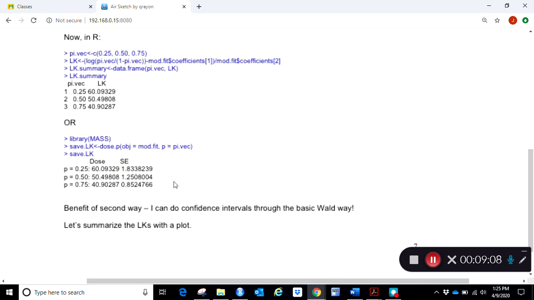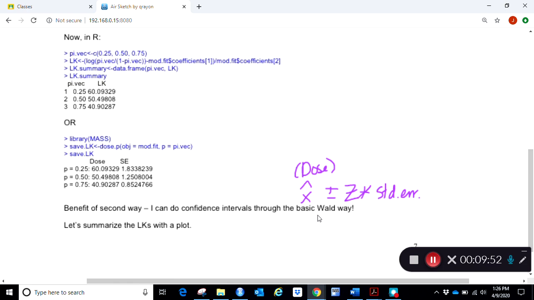So how would I actually do a confidence interval? Well, I could do one through a pretty easy basic Wald way of doing that. So what we could do is we could take our x hat, or in that output is labeled as our dose, plus or minus a z times our standard error. So that's one of the benefits of doing it this second way versus doing it in a sense by hand, is we're able to get that standard error to allow us to create a confidence interval.